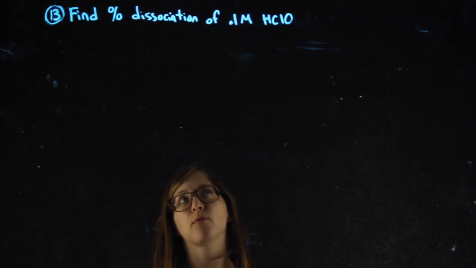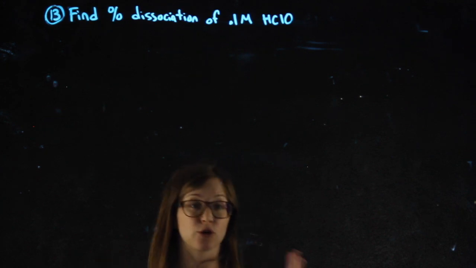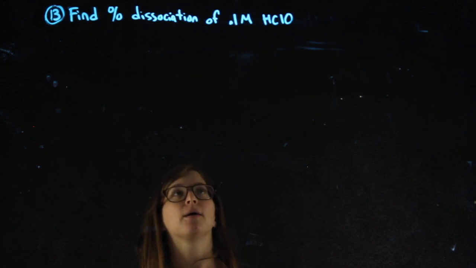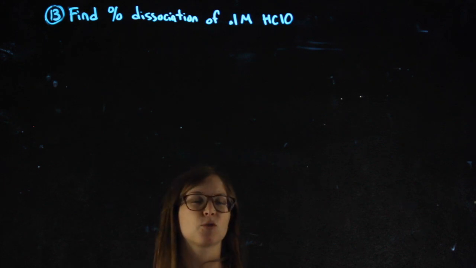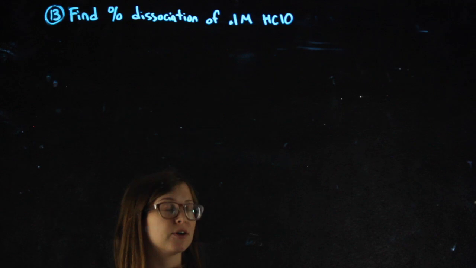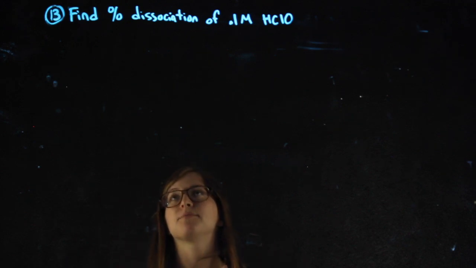10% dissociation of 0.1 molar HClO. First thing to ask myself, is HClO acid or base, strong or weak? Starts with an H, so it's probably an acid. It's not one I memorized. The one you memorize is HClO4, that's different. Not what I memorized, so it's weak. We are dealing with a weak acid.